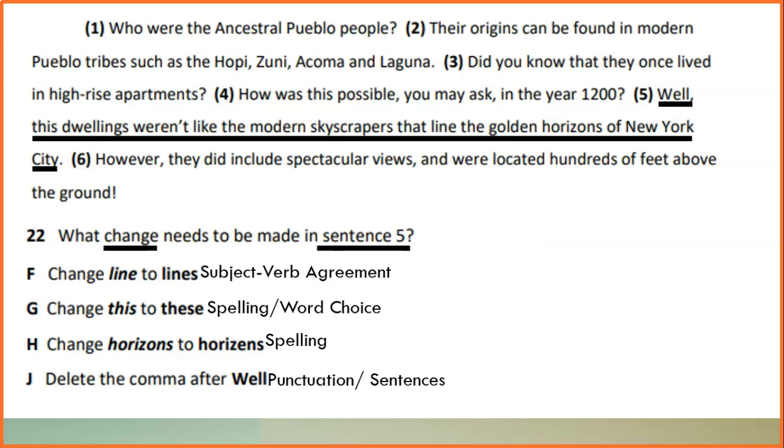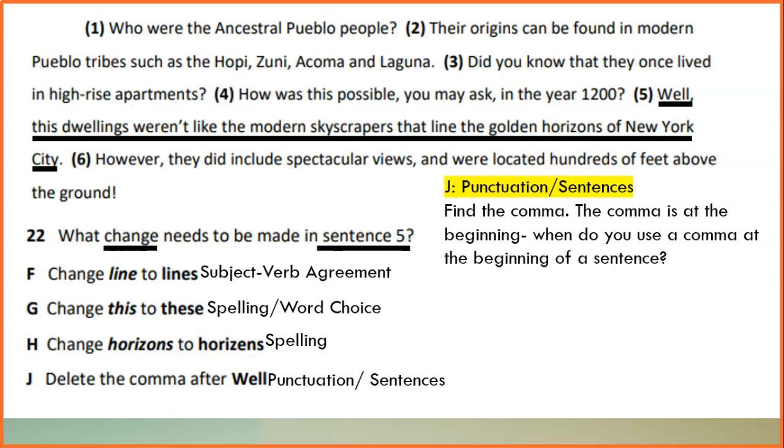The last one is one of the trickiest ones because punctuation or sentence type answers have the most rules to remember. Even just one answer, you might have to go through 4 or 5 different rules. But it's asking, should I delete the comma after well? The sentence says, well, comma, these dwellings weren't like the modern skyscrapers that line the golden horizons of New York City. First, I have to find the comma.